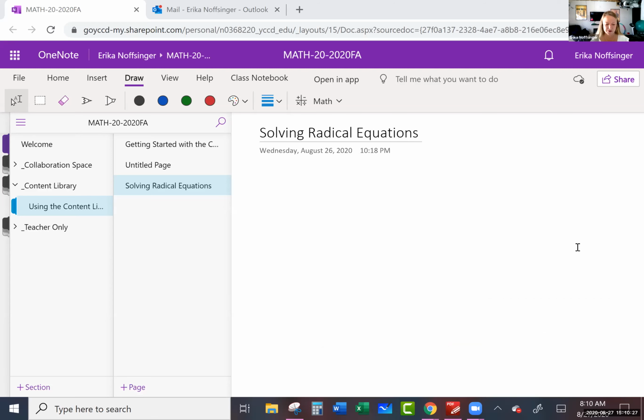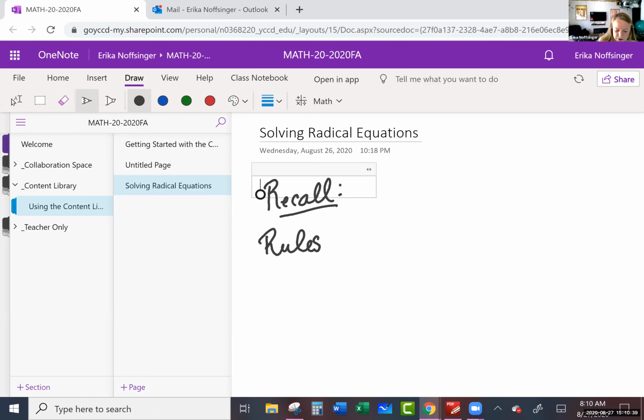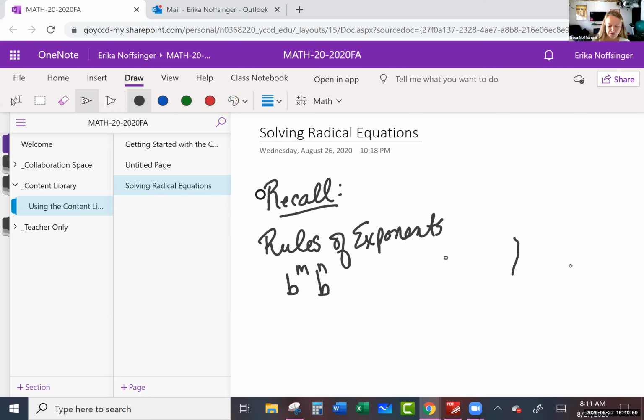So, rules of exponents. I just kind of want to recall a couple of things that will be helpful. If you have the same base, b, and you're multiplying, like b to the m times b to the n, this is equal to b to the m plus n.